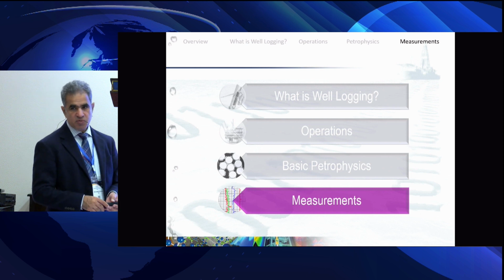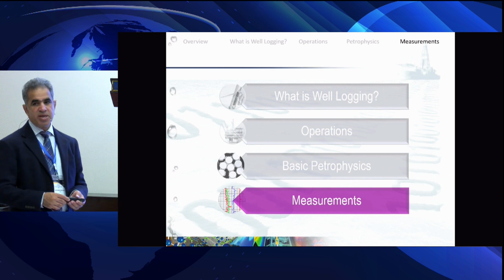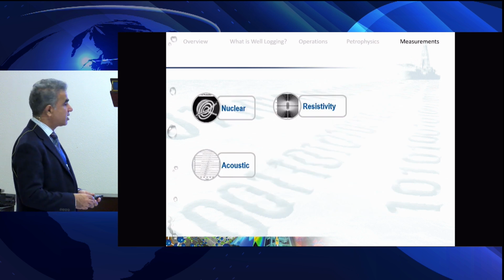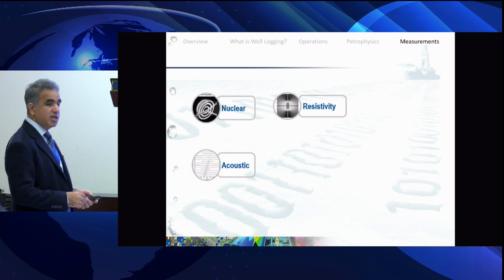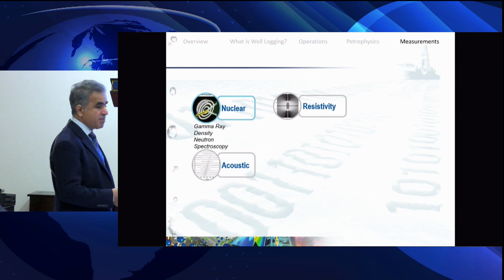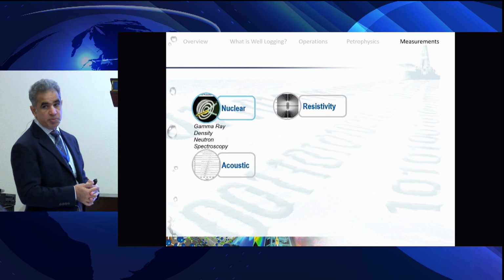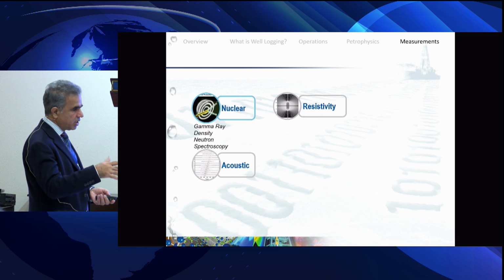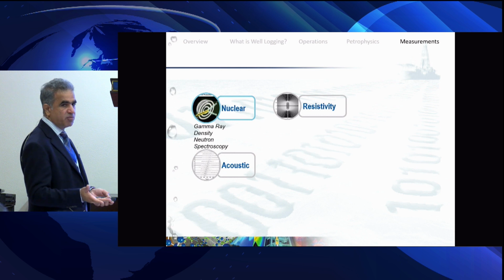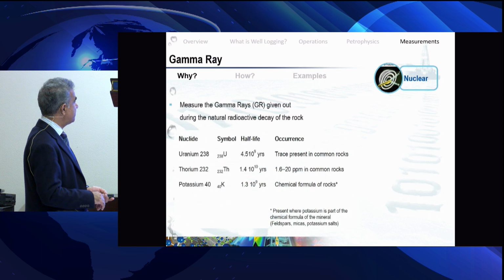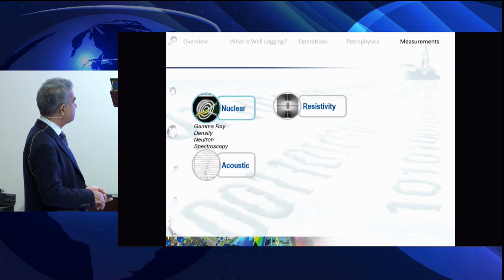So basic petrophysics, and now we look at the different type of measurements. So what we're going to cover in this course is nuclear, resistivity, and acoustic. Under nuclear, we look at gamma ray, density, neutron, spectroscopy, standard basic measurements. Spectroscopy is in the medium category. Sometime we run, sometime we don't run. Acoustic, resistivity. So we look at this one by one. Nuclear first.